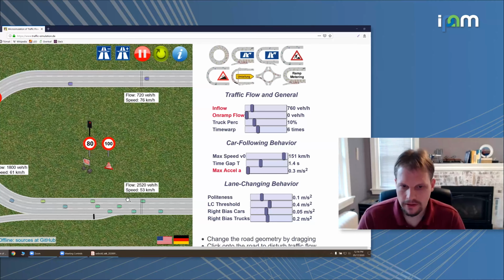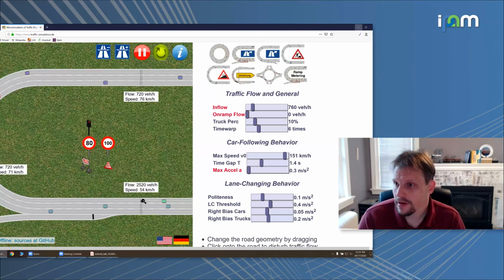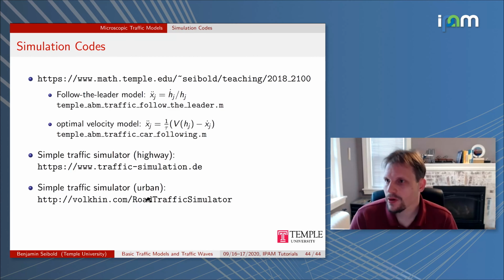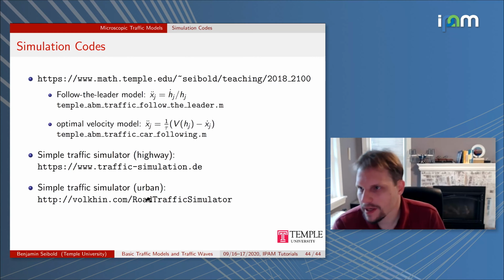Here's another link of one that's more on cities and has intersections. But one thing that's neat is, in principle, at the core of things, these are relatively simple to implement, and there's a lot of cool resources to play around with.